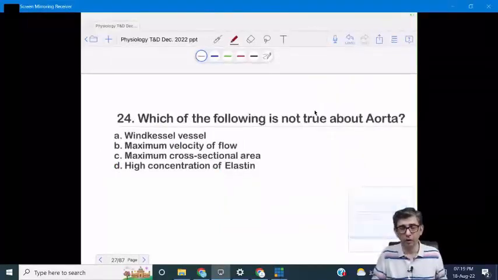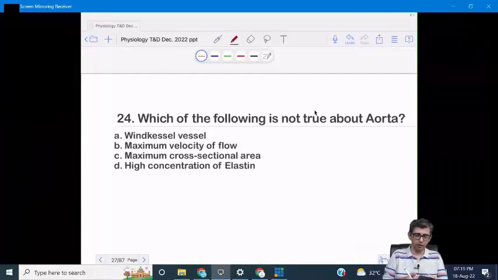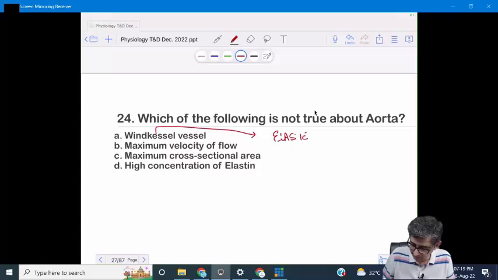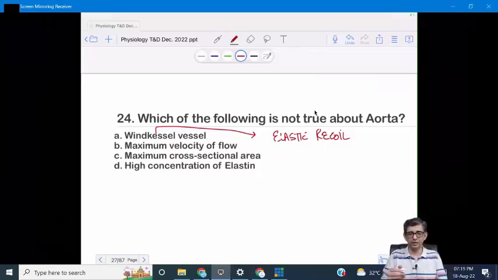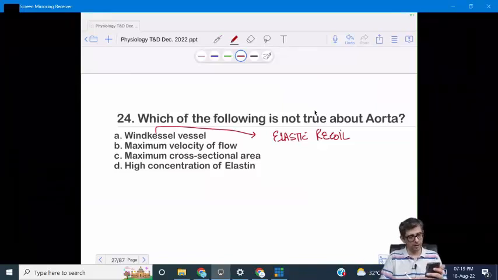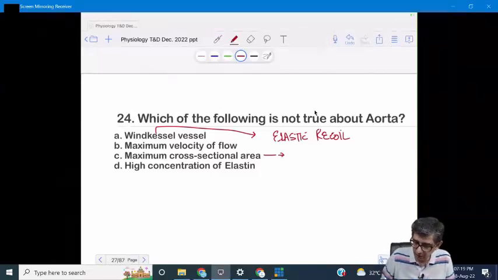Moving to question number 24, which of the following is not true about the aorta? Windkessel means elastic recoil. I mean any blood vessel having a good amount of elastic recoil, we are going to call it a windkessel. So option A looks fine, and the aorta also has a high velocity of flow. But the wrong statement here is very clearly maximum cross-sectional area, because the maximum cross-sectional area will be of the capillaries.